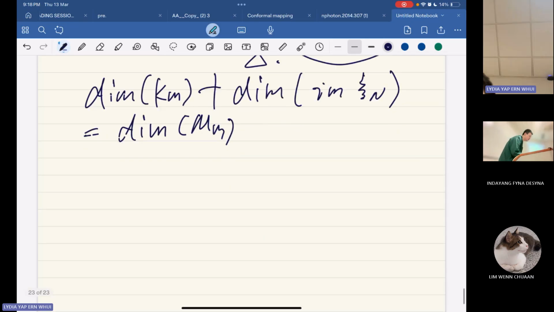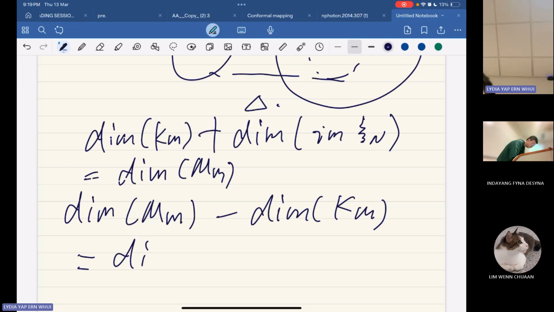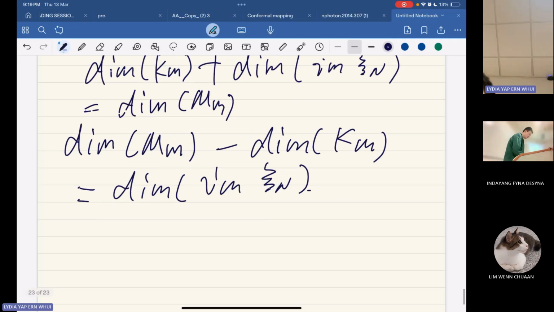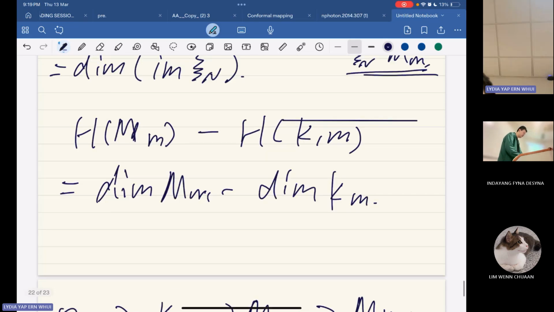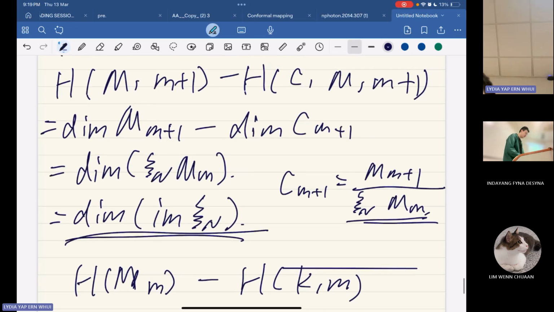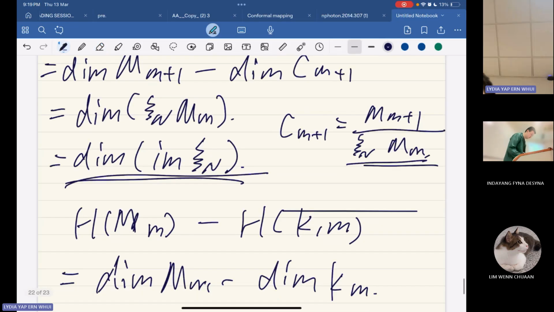M_m. So we can see that this dimension of M_m minus this dimension of K_m will equal to dimension of image cosine n. So this is just H_M(m) minus H_K(m) is equal to dimension of image cosine n, right? And we already showed that this dimension of image cosine n is equal to H_M(m+1) minus H_C(m+1). I don't think we can actually write this.